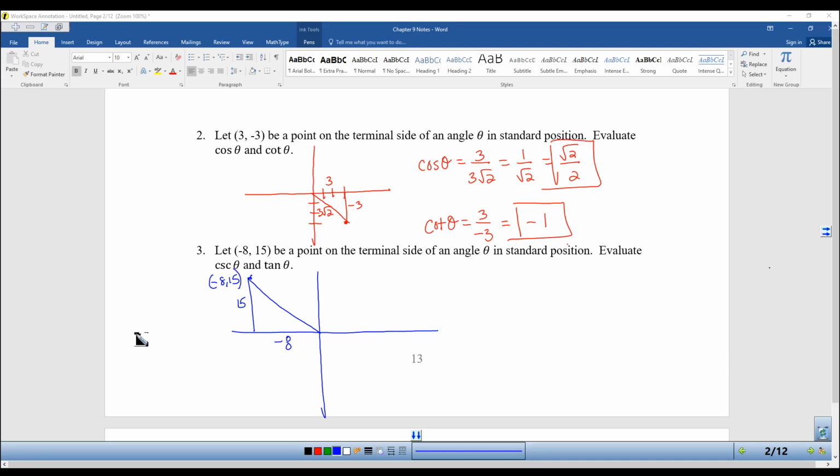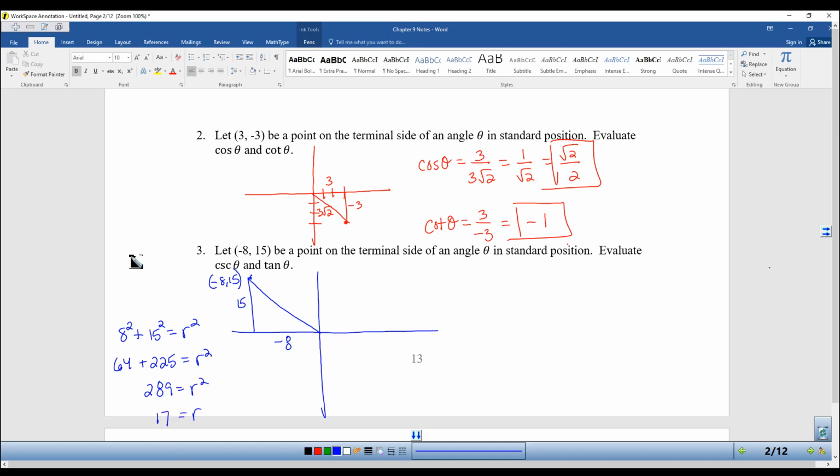So this is another famous Pythagorean triple. 8 squared plus 15 squared is equal to r squared. 64 plus 225 is equal to r squared, which is 289. And the square root of that is 17.